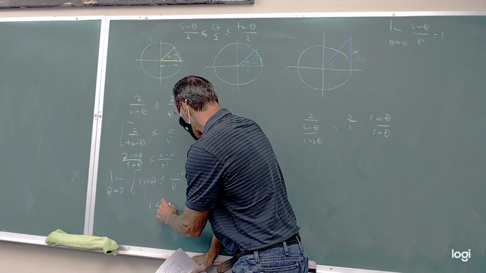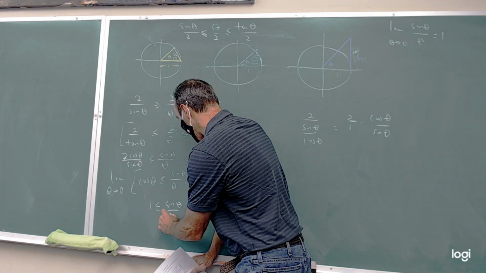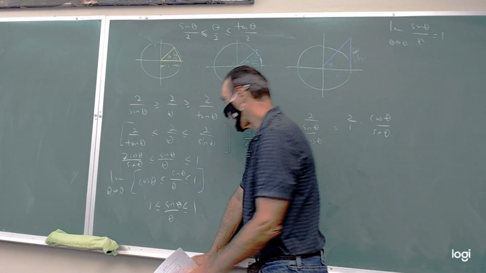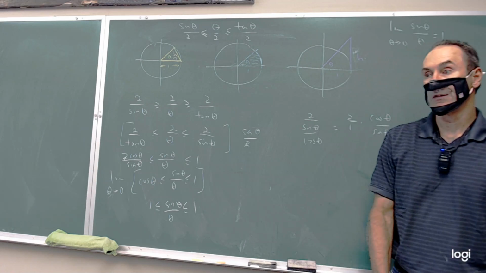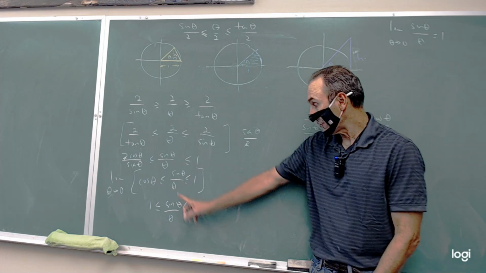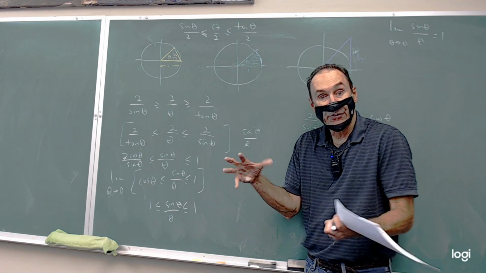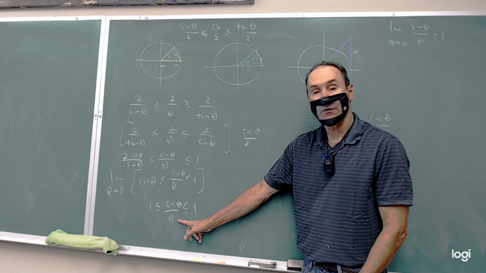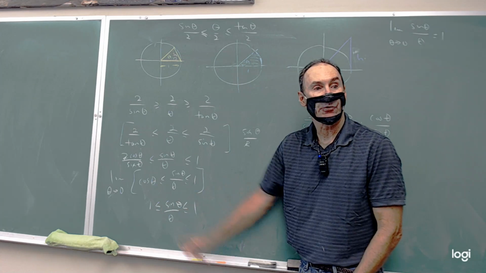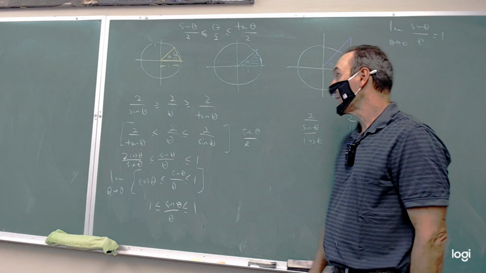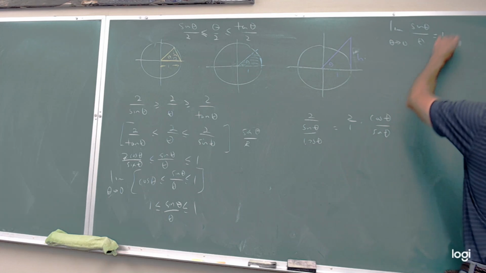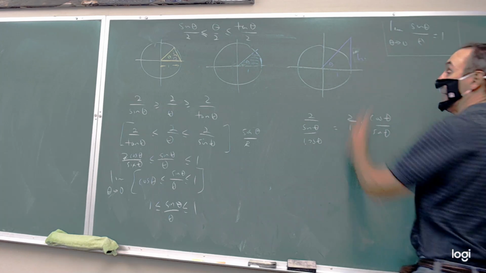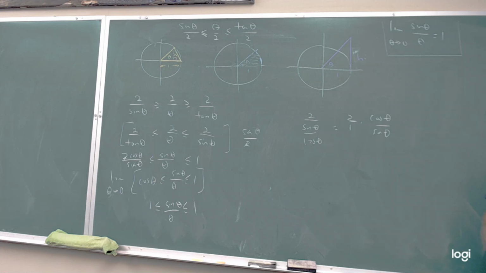And this is what we're trying to figure out. And 1, no matter what theta does, 1 is always 1. And so we have squeezed or sandwiched sine theta over theta, which must be getting closer and closer to 1. And so our conclusion then is that the limit as theta approaches 0 of sine theta over theta is equal to 1.